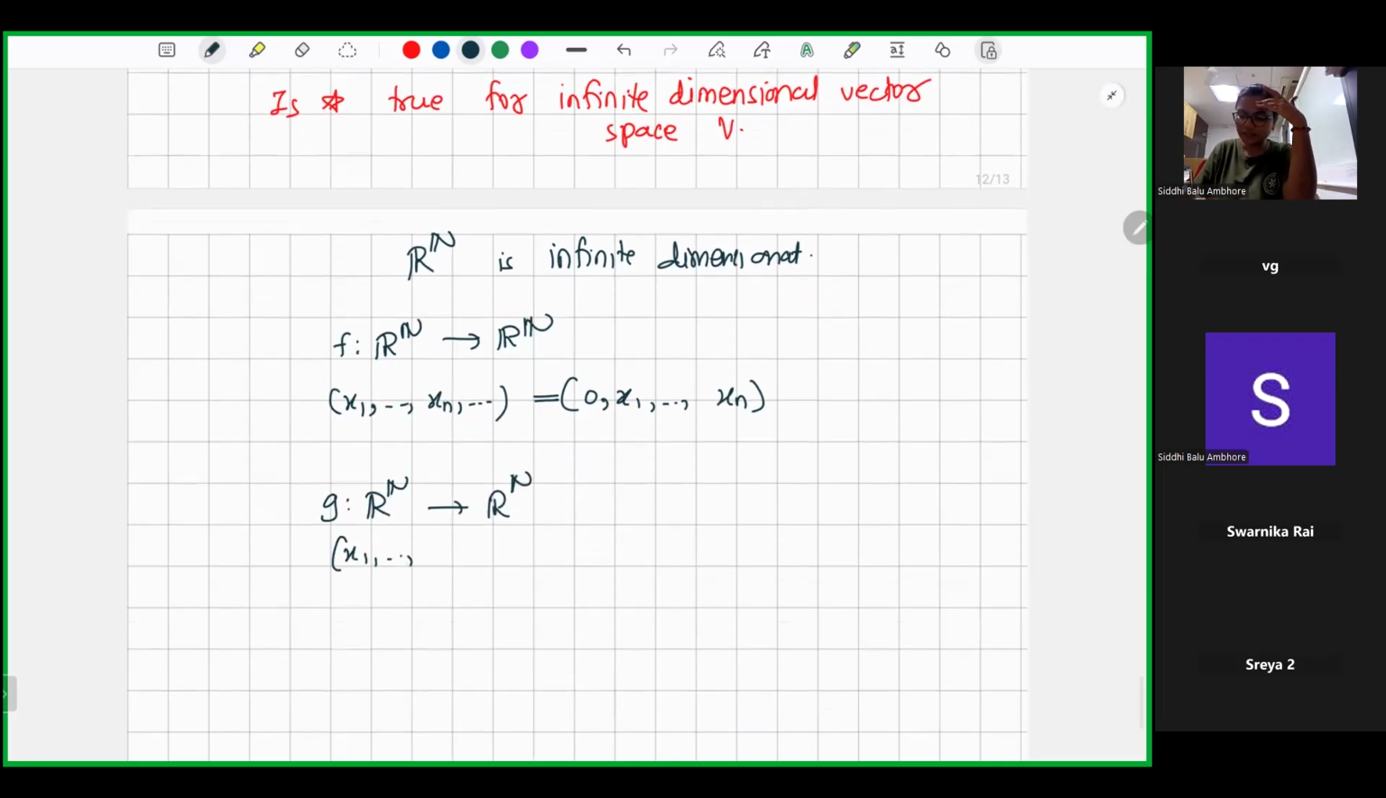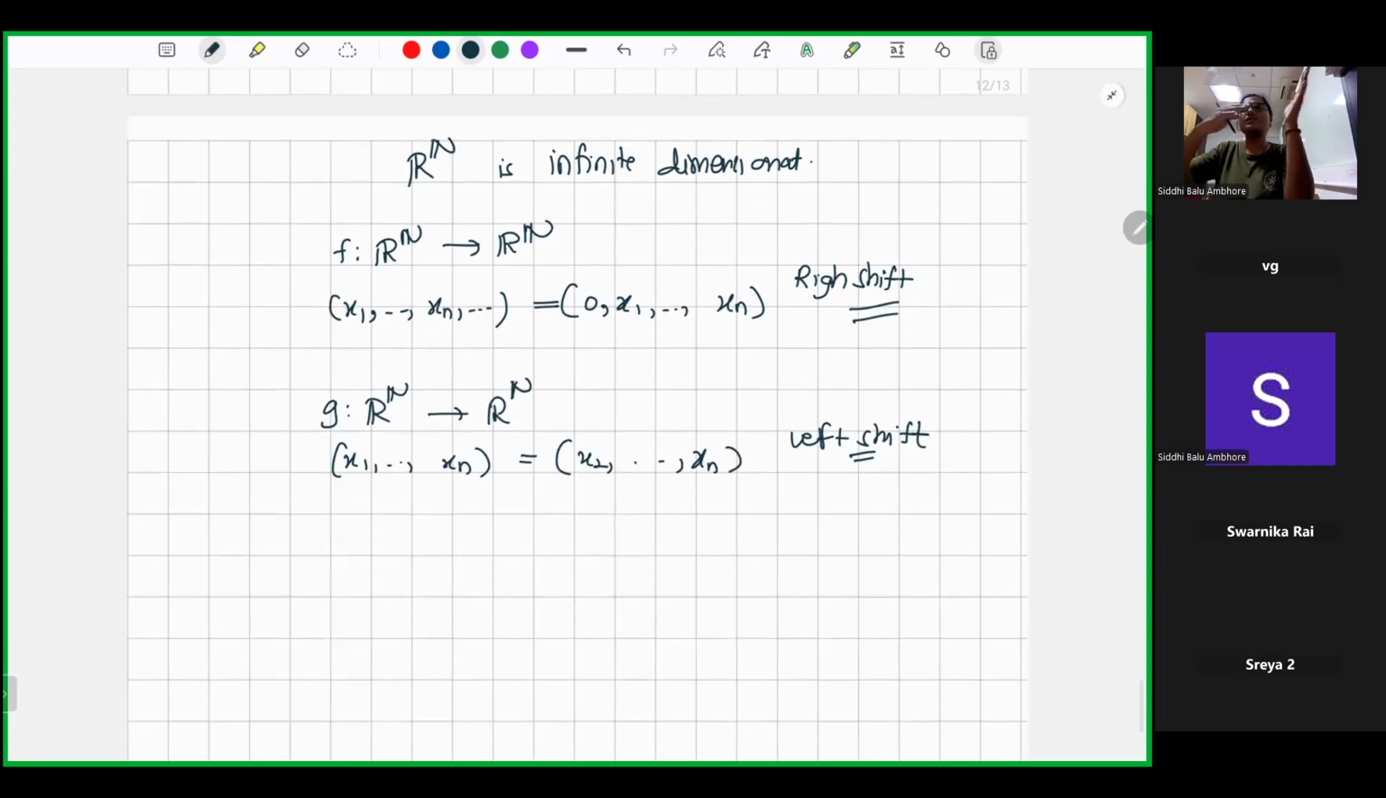G, if I take this to be x2 to xn. So this is called right shift, and this is called left shift, something like that. I don't know whether this is the correct terminology, but you understood, right? We're just shifting, and this is not the correct way to write this. And it just goes on like this. And if I take G composed F, then we are correct, right?